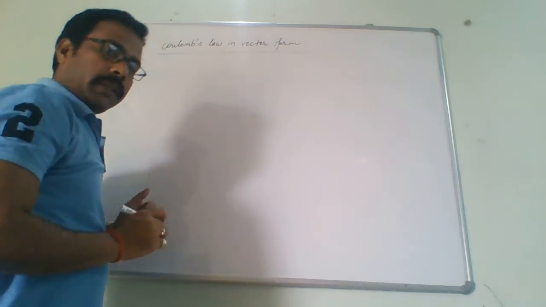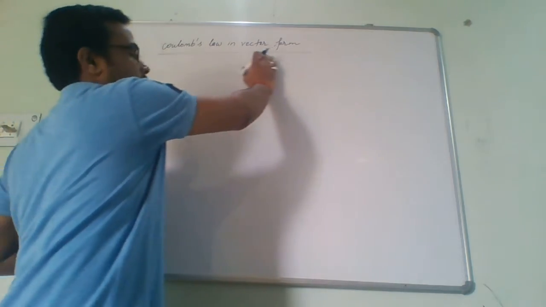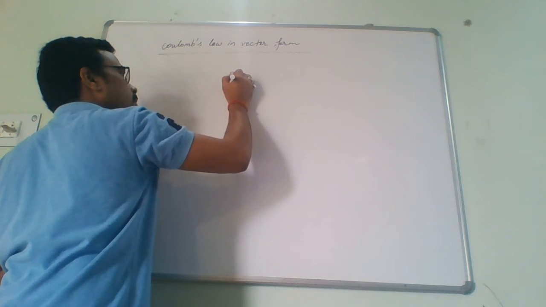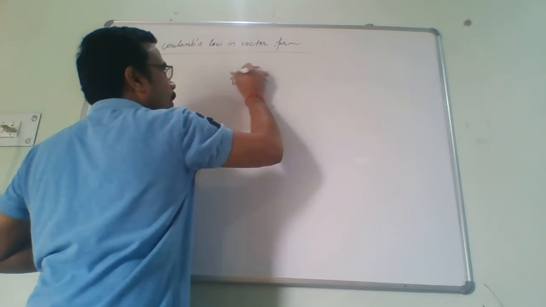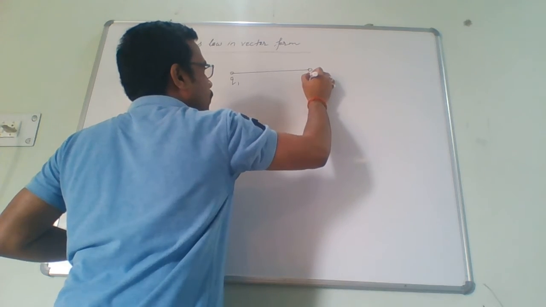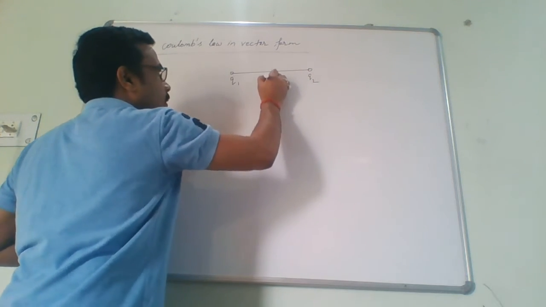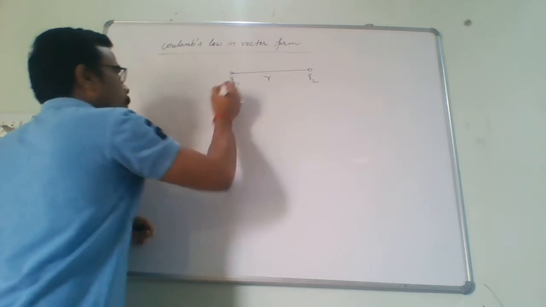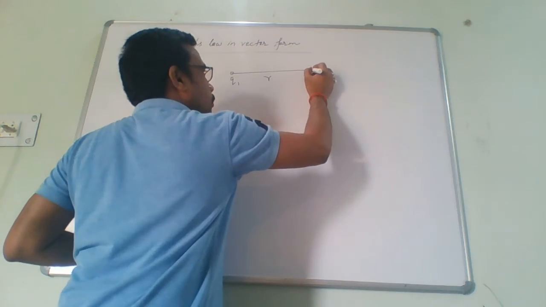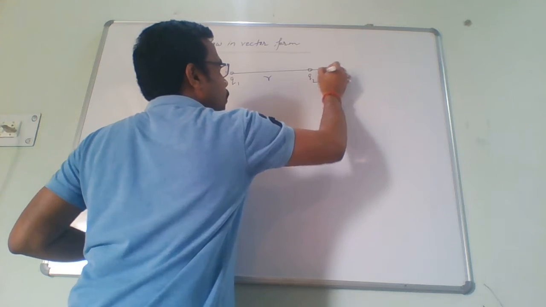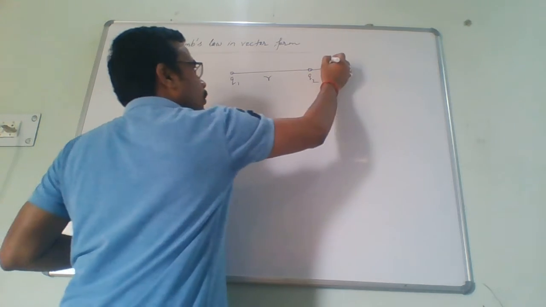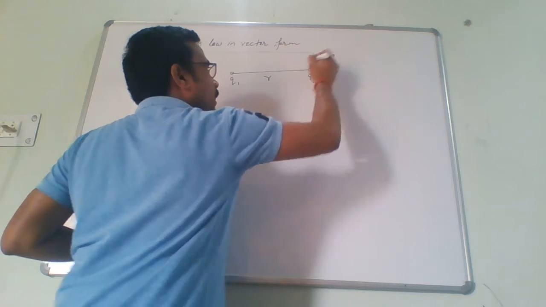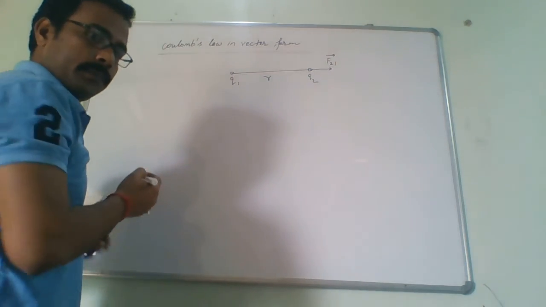Now we are going to see Coulomb's law in vector form. Let us consider two charges q1 and q2 separated by a distance r. The force on q2 due to q1 will be as shown in the figure. Here force on 2 due to 1 will be written as F21.